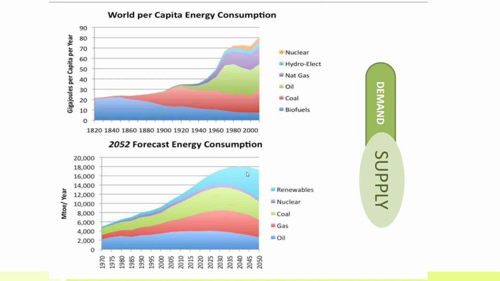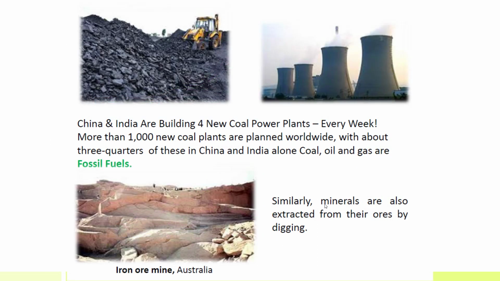But here is what we're looking at in the future: the use of renewable energy is definitely going to increase. Unfortunately, China and India are still building new coal power plants. Some estimates say 4 every week. That's more than 1,000 planned worldwide. And about 3/4 of these, again, are in China and India. And the coal, oil, and gas are what they are utilizing in terms of fossil fuels.